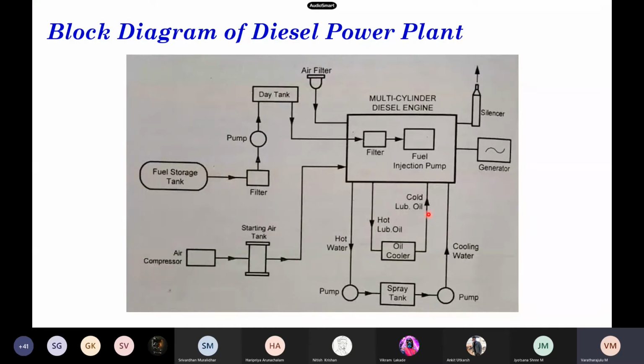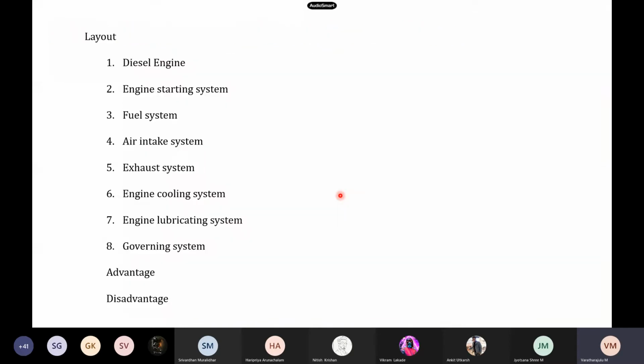What happens when the load is increased? Assume you are providing a diesel generator to your home. At one time, you are trying to switch on your AC. What happens? Suddenly the load increases. Due to this sudden increase of load, we need to maintain the constant speed in order to provide a constant power supply. At that time, we need to increase the fuel supply in order to run at a constant speed. That is what happens in the governing system. And these are the points you have to discuss during your examinations.